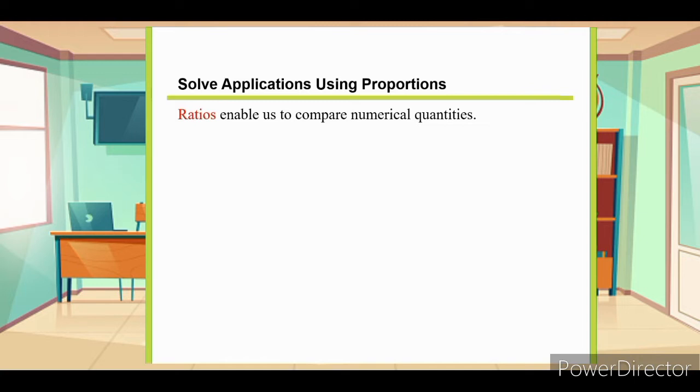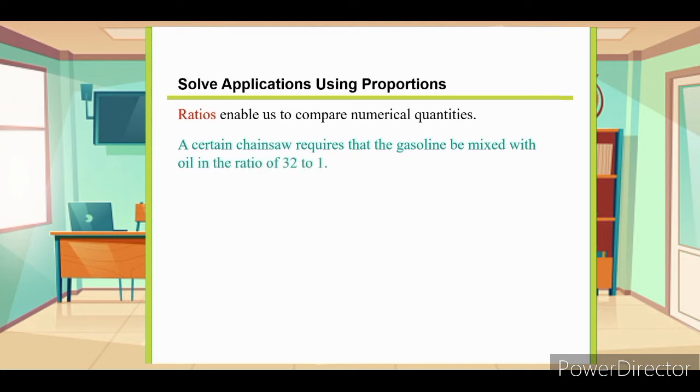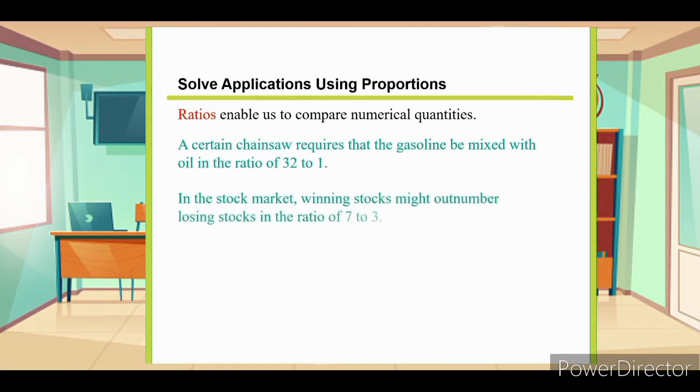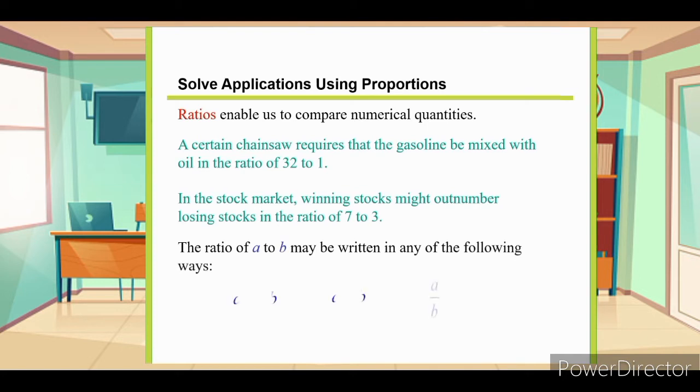For example, a certain chainsaw requires that the gasoline be mixed with oil in the ratio of 32:1. In the stock market, winning stocks might outnumber losing stocks in the ratio of 7:3. The ratio of A to B may be written in any of the following ways: A to B, or A is to B, or A over B.